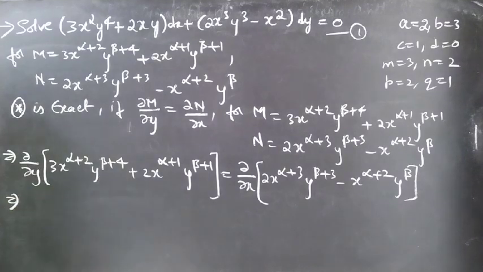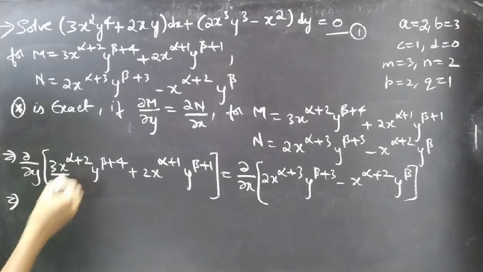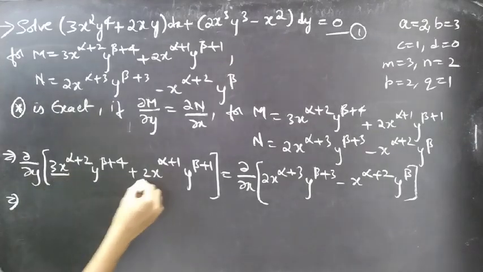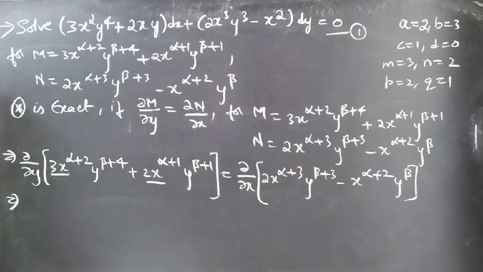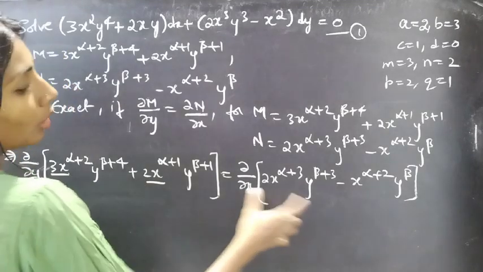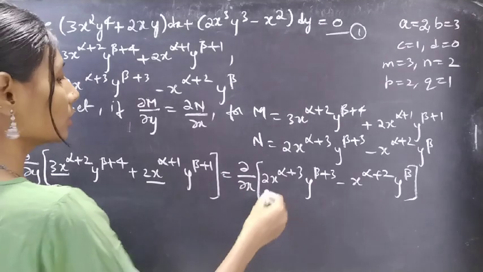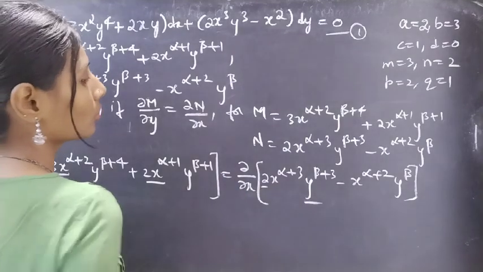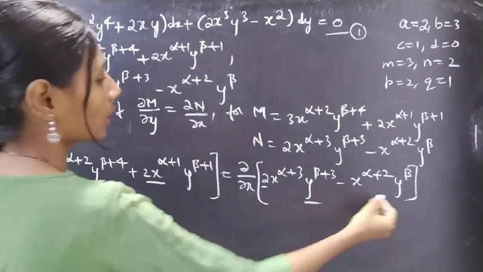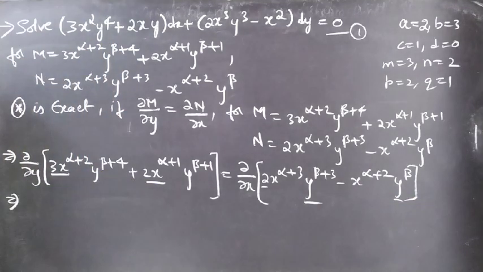So in the LHS part we need to find partial derivative with respect to y, right? So here x is treated as constant. The first term 3x power alpha plus 2 is constant, and in the second term 2x power alpha plus 1 is constant. If you observe the second one, here we need to find partial derivative with respect to x, right? So y is treated as constant. In the first term 2 y power beta plus 3 is constant, and in the second term y power beta is constant, right?